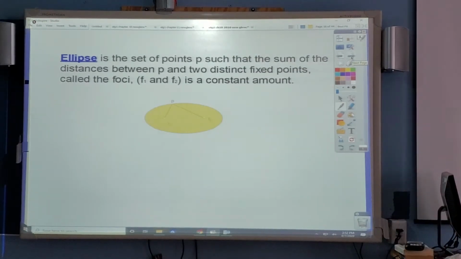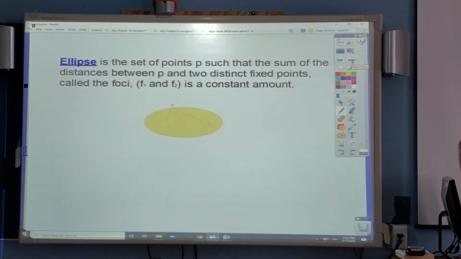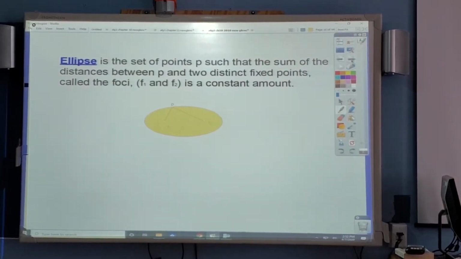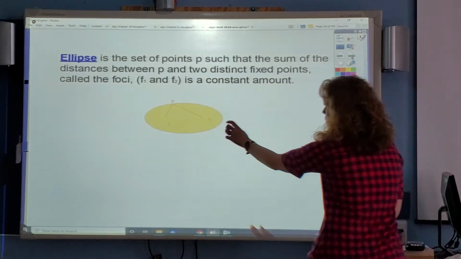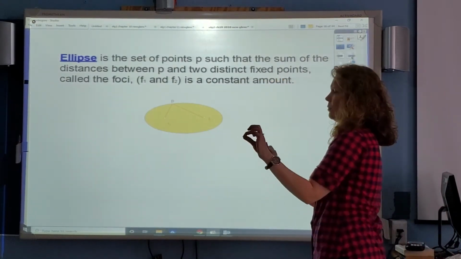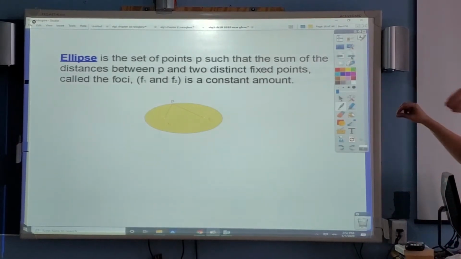Good news, you don't have to worry about being a perfect circle anymore. These are ovals, and so they're a little bit easier to graph for those people who aren't real artistic like myself. An ellipse is the set of points P such that the sum of the distances between P and two distinct fixed points, called the foci, F sub 1 and F sub 2. So depending on where the foci are, it really makes your picture, whether it's a skinny, drawn out, kind of flat looking oval.